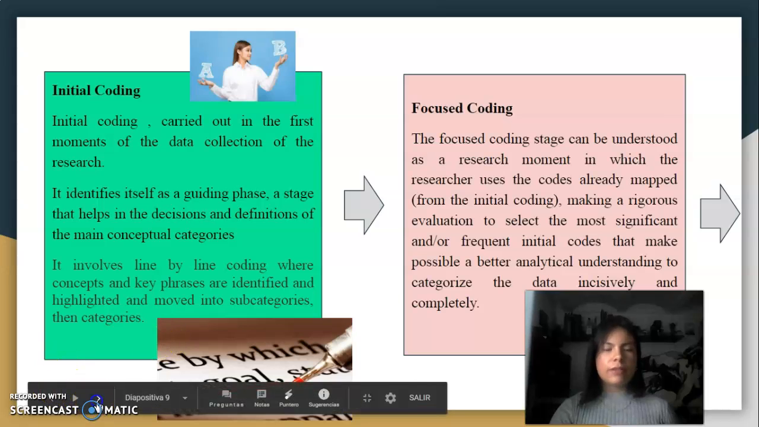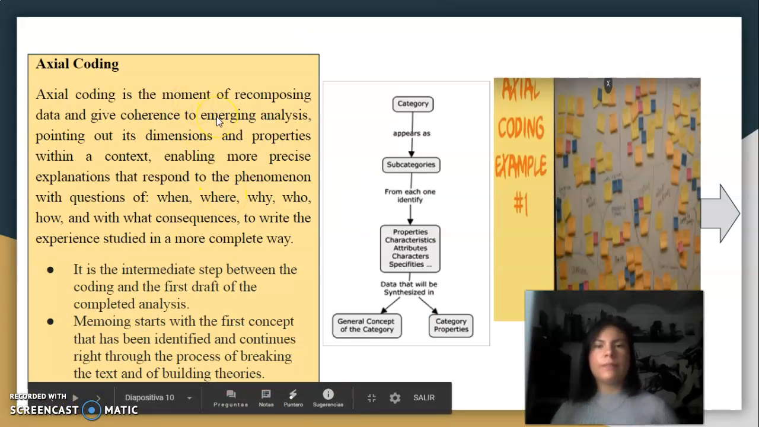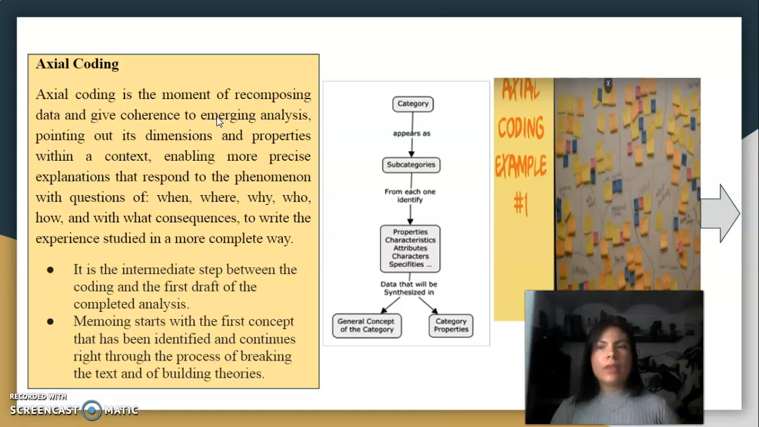The third one is actual coding. In this stage, the researcher uses the codes and memos to show more precise explanations to questions like when, where, why, who, and how in order to guide the experience in a more complete way.